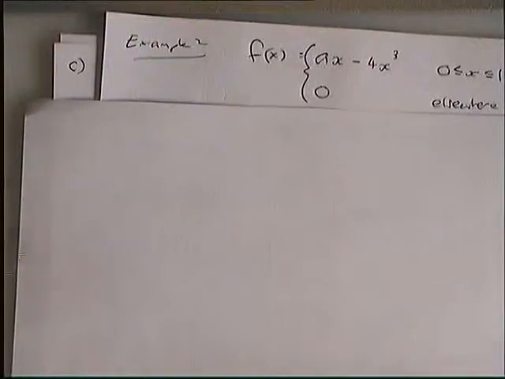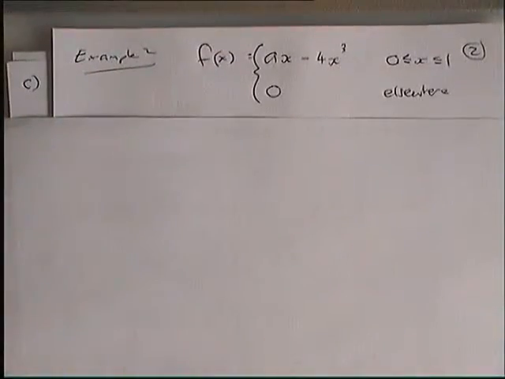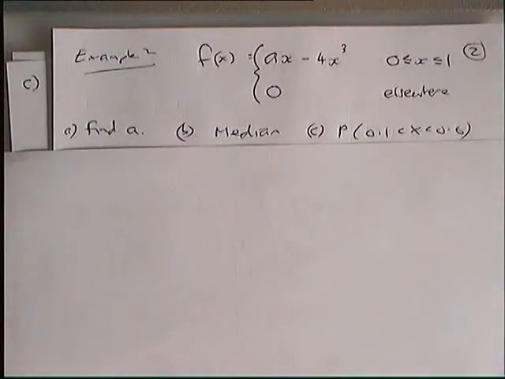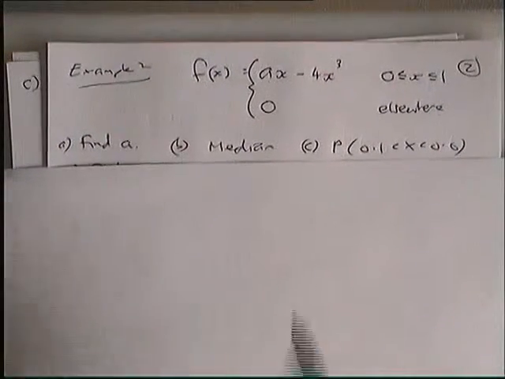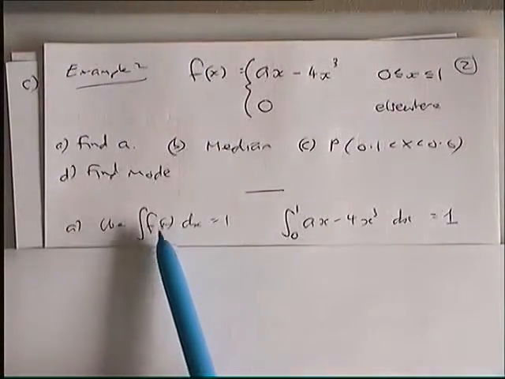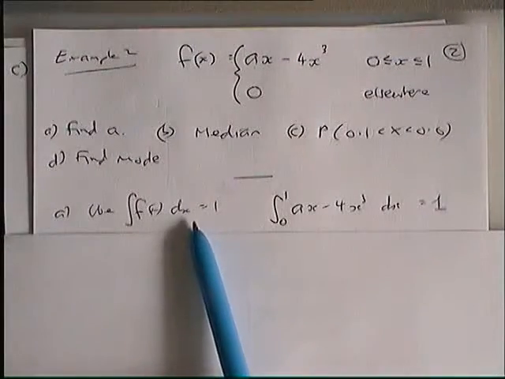So we did an example. We had a function. First of all, we had to find out what a was. Then we were going to find out the median. Then we were going to find the probability. So part A, if you've got to find the constant, that's when you use the fact that the integral of the whole thing is 1.